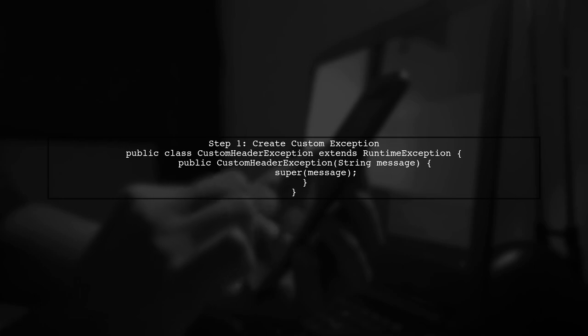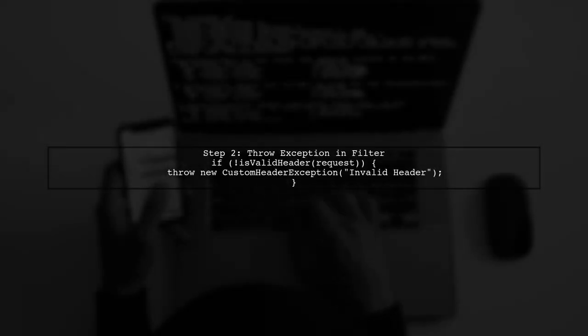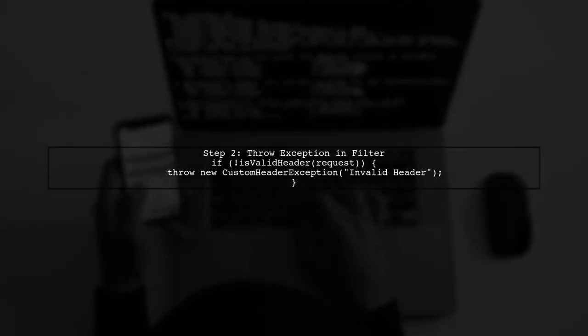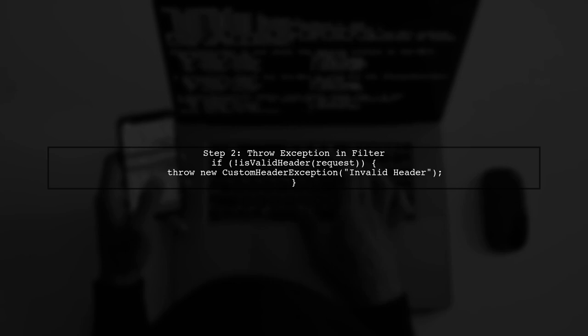First, let's create a custom exception that we can throw from our filter. This will allow us to define specific error conditions. Next, in your filter, you can throw this custom exception when the header validation fails. This will allow us to catch it later.